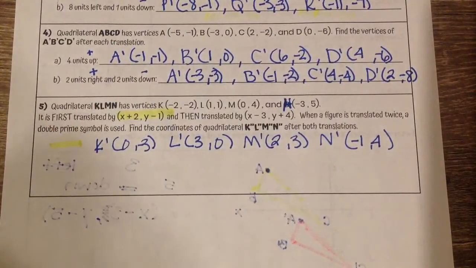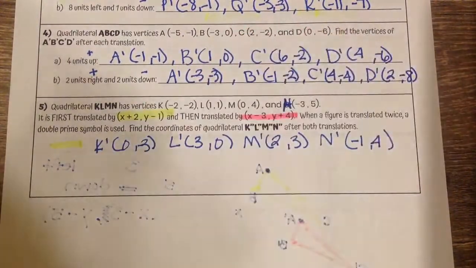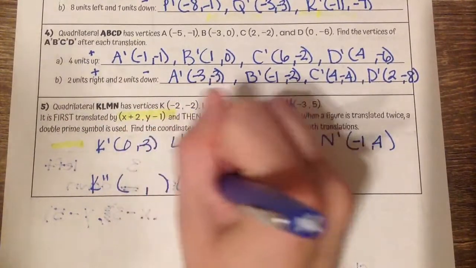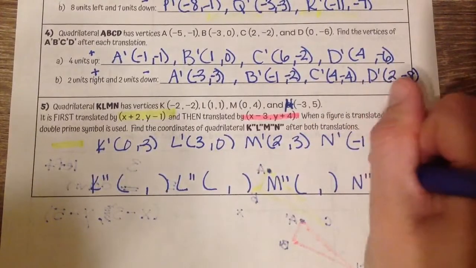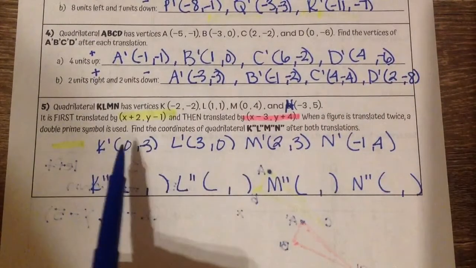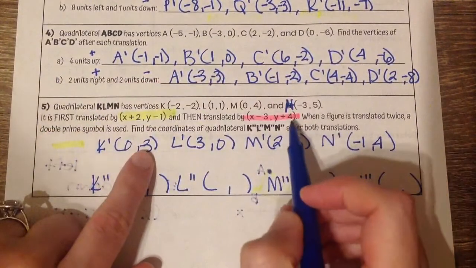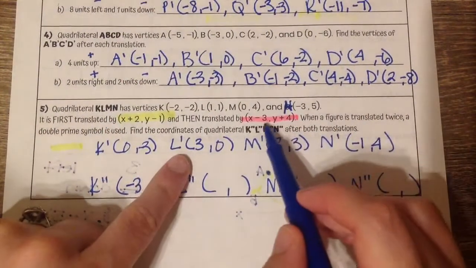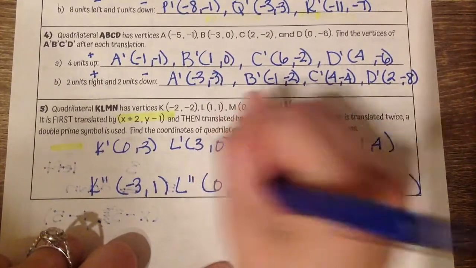Now for the second part, we're going to take these points here and translate them by minus 3 for x and plus 4 for y. So our K double prime, our L double prime, our M double prime, our N double prime. So 0 minus 3 is negative 3. Negative 3 plus 4 is positive 1. 3 minus 3 is 0. 0 plus 4 is 4.